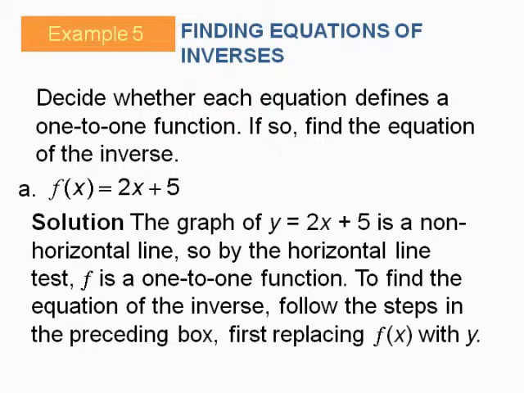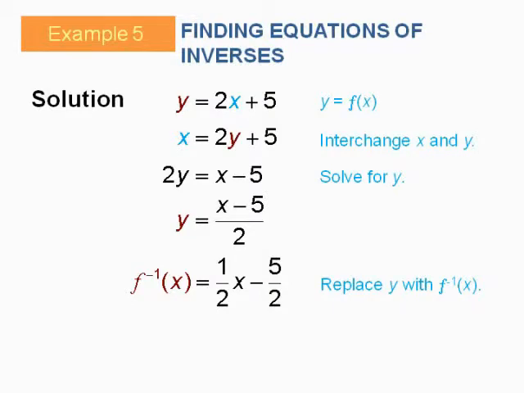So let's first look at the example here. Decide whether each equation defines a 1-to-1 function, and if so, find its inverse. So we've got an equation here, y or f of x equals 2x plus 5, and we know this is the graph of a line, hopefully by now. And it's a non-horizontal line, so it's going to pass both the vertical and the horizontal line test, and it will be 1-to-1. So since we know it is 1-to-1, let's find its inverse.